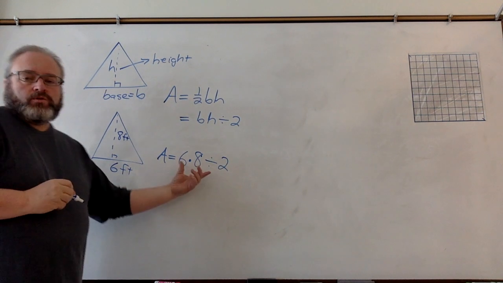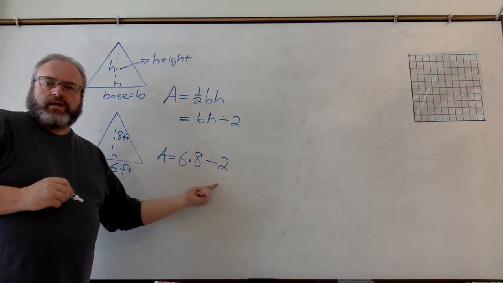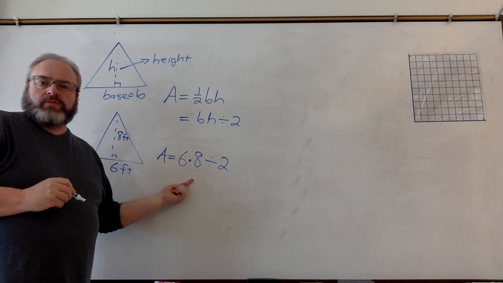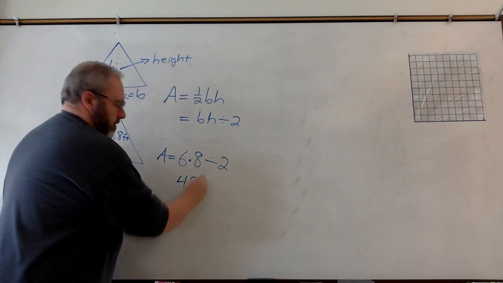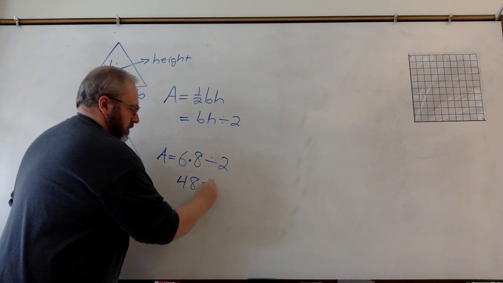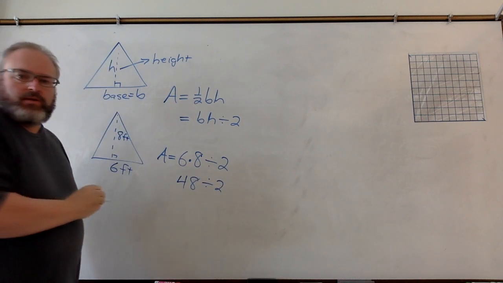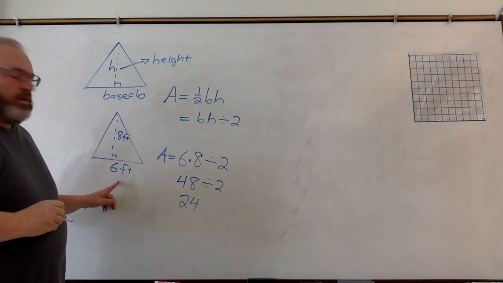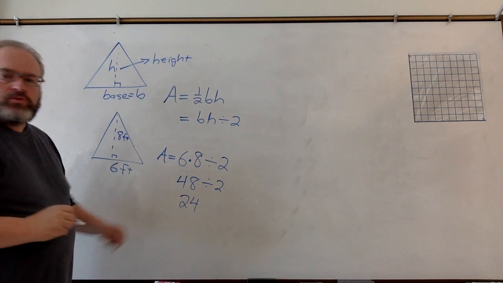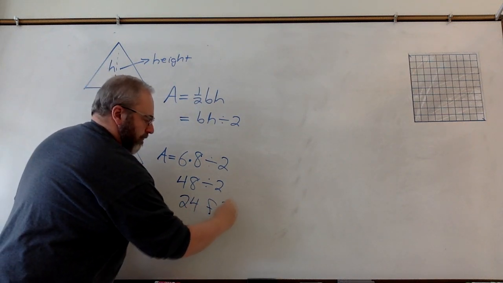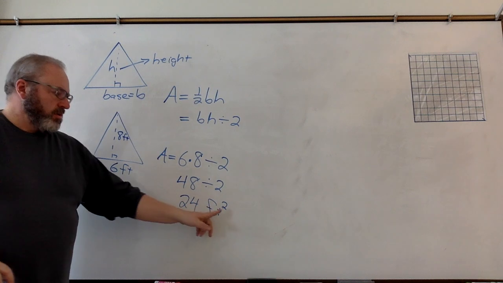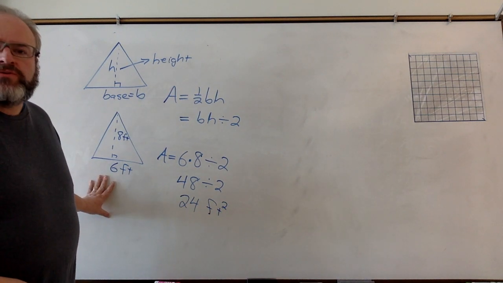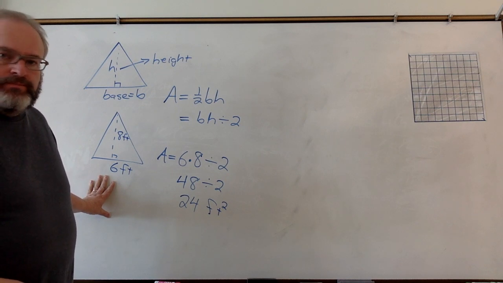Okay? So order of operations says when we have multiplying and dividing, we simply go left to right. So we're going to start with the multiplying. 6 times 8 is 48 divided by 2. 48 divided by 2 is 24. Now, since this is in feet, our answer will be in square feet. Remember, this is the symbol for square, second power. So this triangle has an area of 24 square feet.